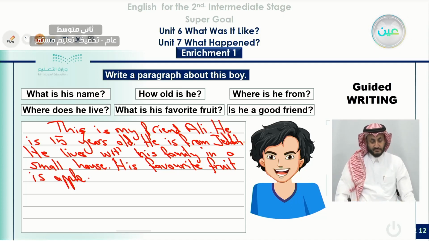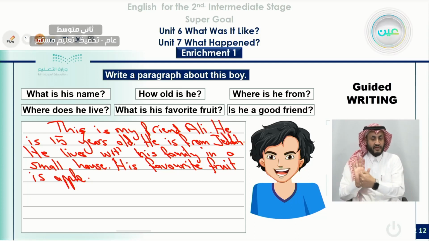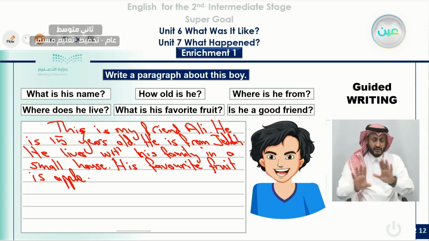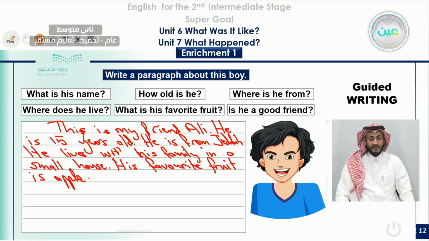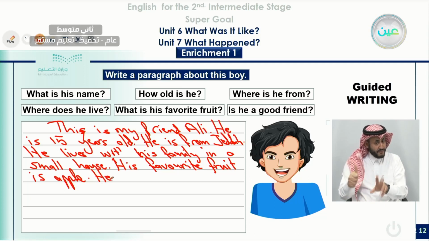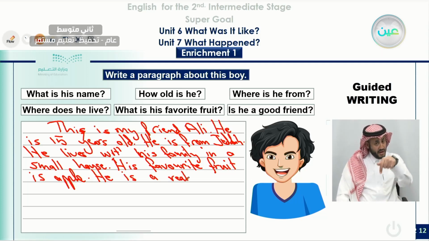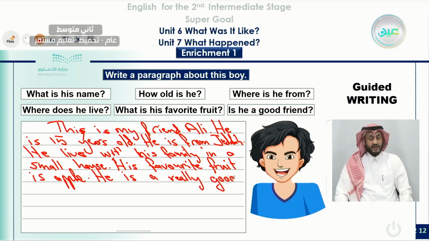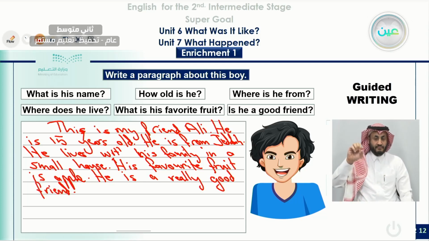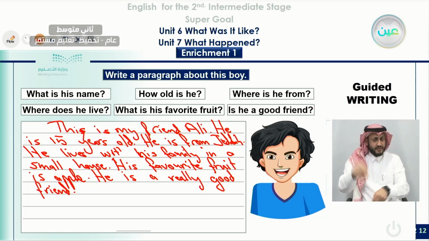You can say apple is his favorite fruit. Or you can say any way that you can answer the question, and with the subject, verb, and object. The next sentence, or the last question here, if you answer it, that means you are going to make a conclusion. Is he a good friend? You can add that conclusion or the ending sentence by saying he is a really good friend.